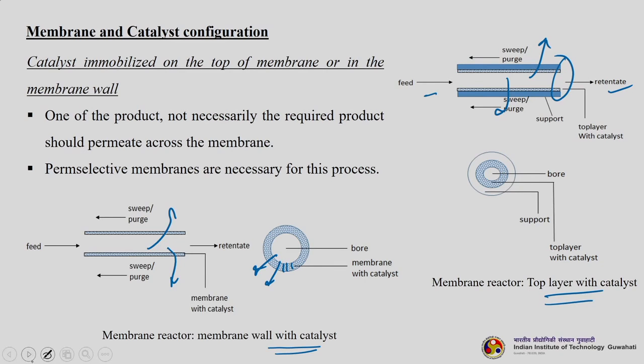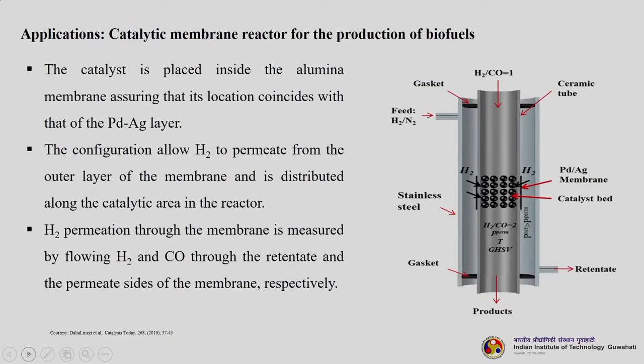Of course, you use perm-selective membranes. Let us understand a few applications quickly. First, the catalytic membrane reactor for the production of biofuels. The catalyst is pressed inside the aluminum membrane, assuring that its location coincides with that of the palladium and silver layer.